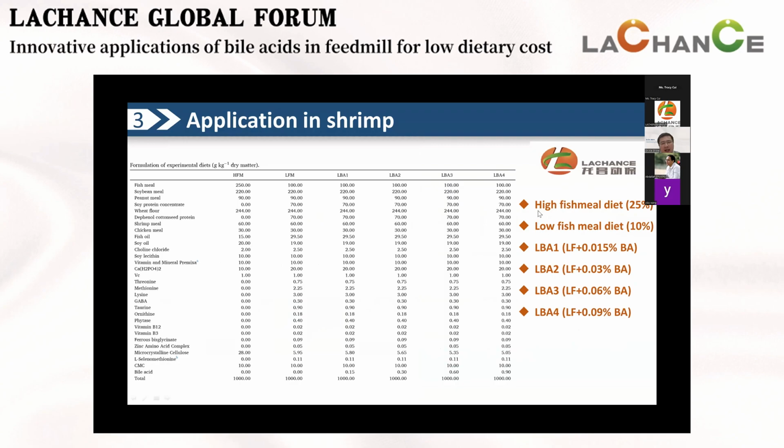And here is another experiment in the white shrimp. In this experiment, we used the bile acids provided by luncheons. In the previous study, we used CDC, but in this study, we used commercial bile acids. It is a similar experiment, and we also had the high fish meal diet, low fish meal diet, and 4 supplementation levels of bile acids.